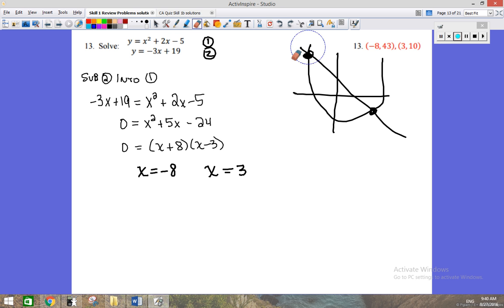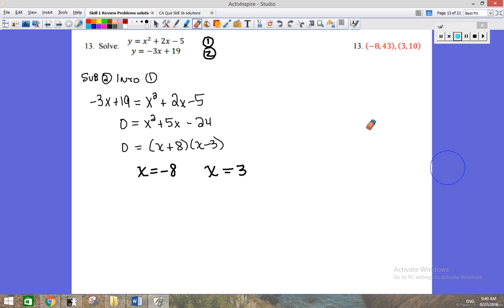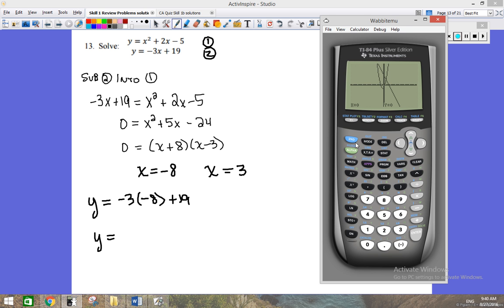Well, it's set up nicely to determine the corresponding y value, because all you have to do to get the y value, plug in negative 8 here and do this arithmetic. So we've got negative 3 times the negative 8 plus 19, 24 plus 19, 43, right? Yeah.